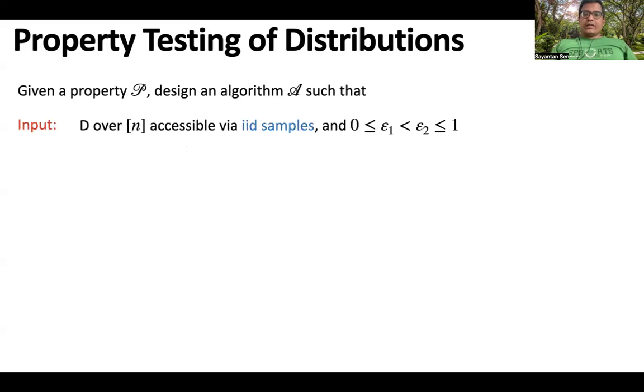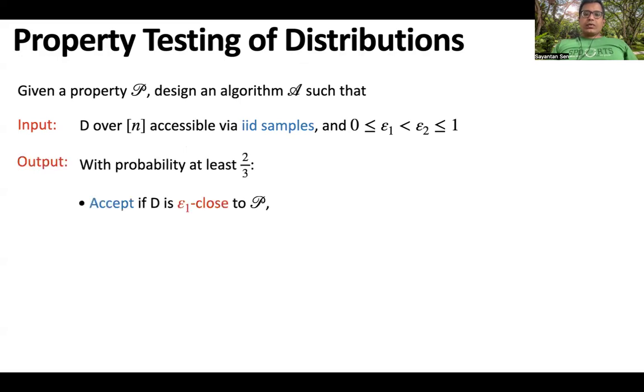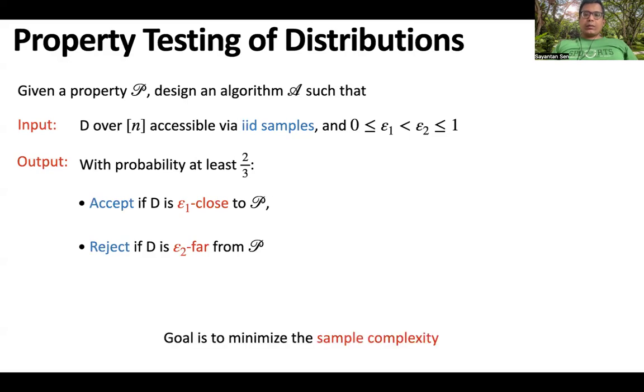More formally, property testing of distributions is defined as follows. Given a property P of interest, our goal is to design an algorithm or a tester that, on IID sample access from the oracle representing D, outputs accept when D is epsilon 1 close to the property P, or outputs reject when it is epsilon 2 far from P, with probability at least 2/3. Again, to reiterate, our goal is to minimize the total number of samples that we take from the oracle of D.